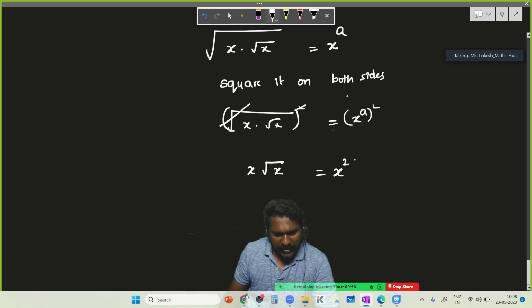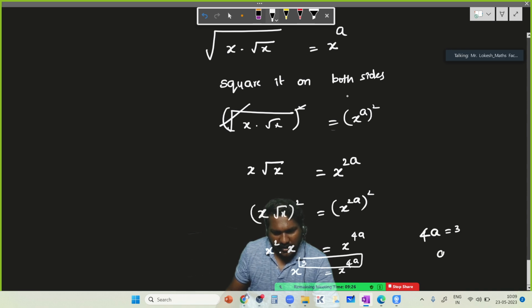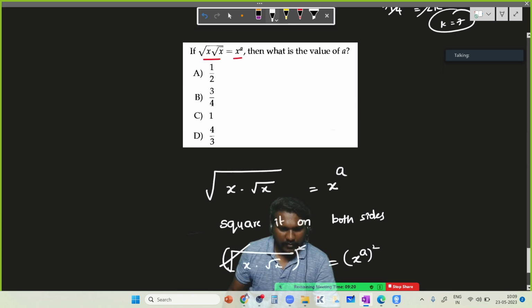x power 2a. And again, if we square it again, then it will become x root x whole square is equal to x power 2a whole square. So that will become x square into root x whole square will become x, is equal to x power 4a. So that means x cube is equal to x power 4a. That means 4a is equal to 3. A is equal to 3 by 4. So option B is the correct answer.